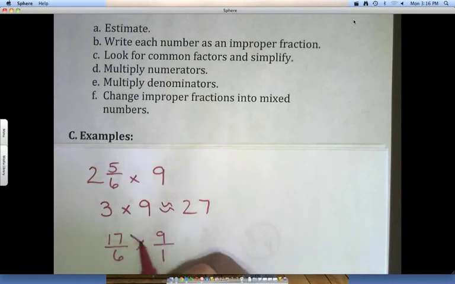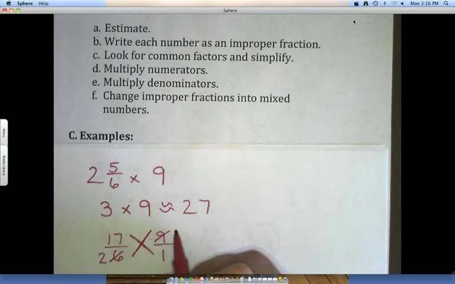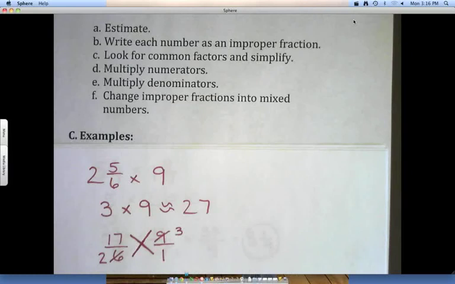Next, look for common factors and simplify. Again, this goes back to yesterday's lesson on simplifying fractions. 6 and 9, 3 goes into both of those. 3 goes into 6 2 times, 3 goes into 9 3 times. 17, 2 doesn't work. 1 and 17, the greatest common factor is 1. So now I take my 17 and I multiply it by 3. So I'm going to be left with 51. And my 2 times 1 equals 2.